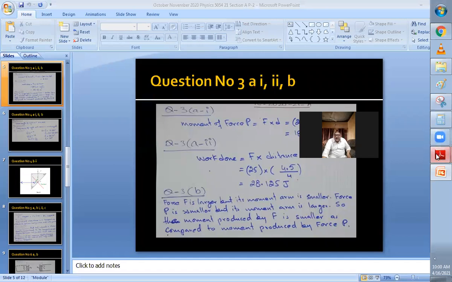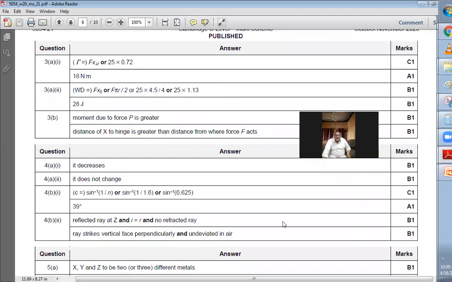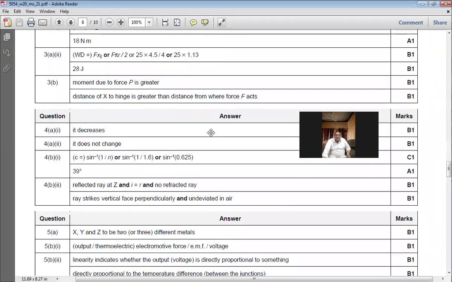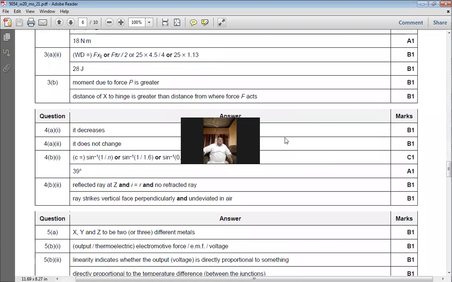So let's check the marking scheme. What the marking scheme says: question number 3, part B, moment due to the force P is greater. Distance of the X to the hinge is greater than the distance from where the force F ends. So we have discussed these 2 points. I hope that if you write this answer, you will be able to get full 2 marks.